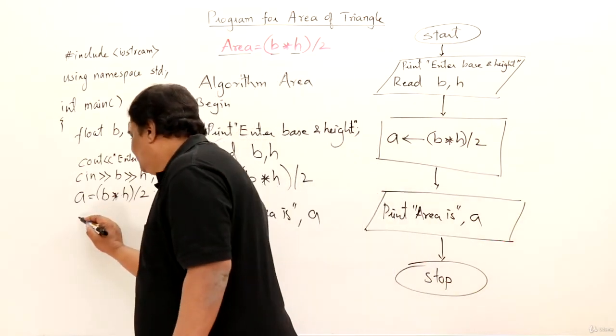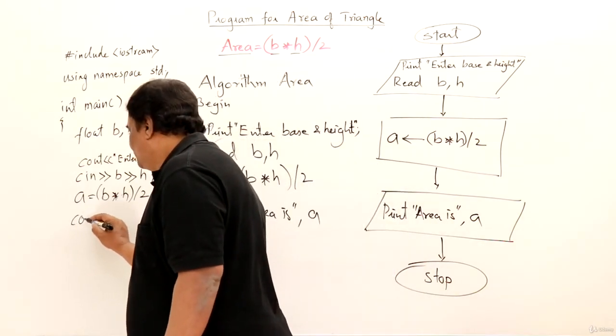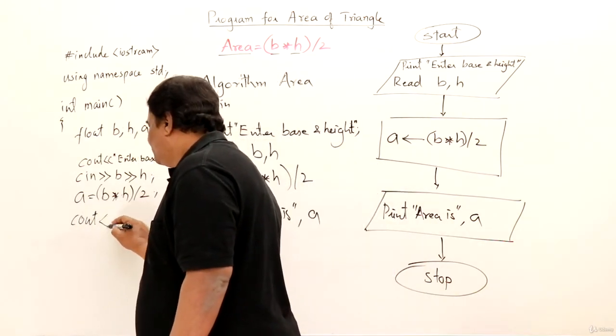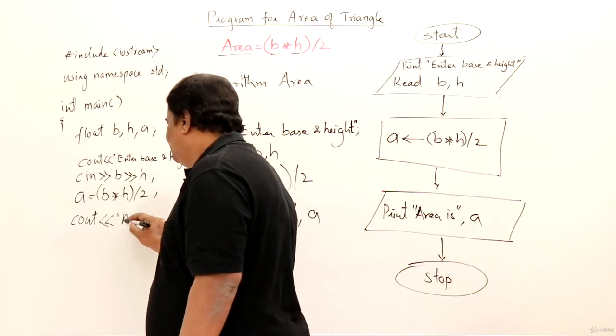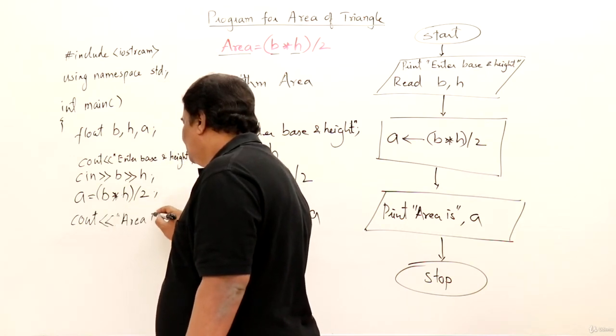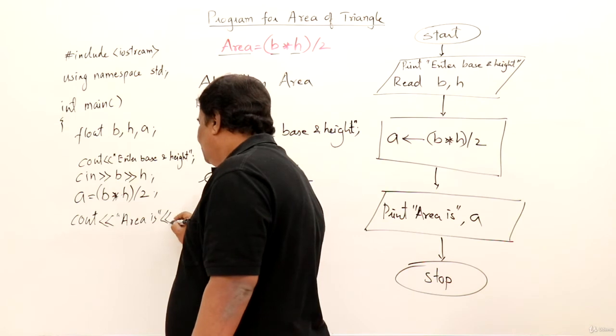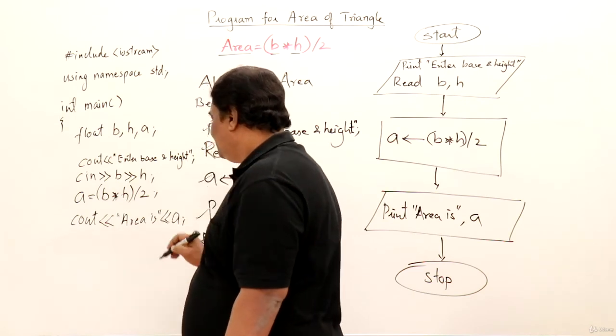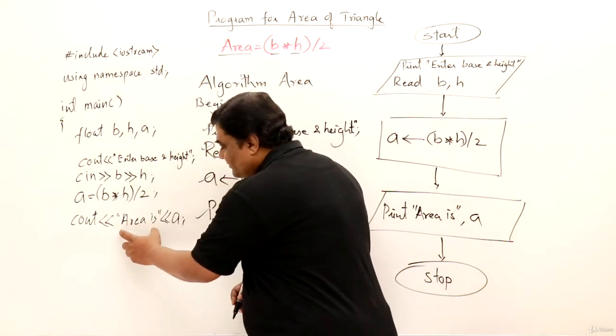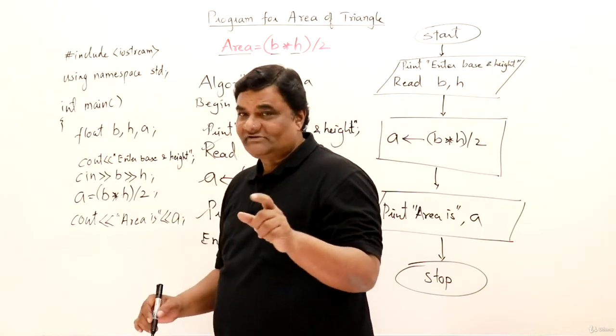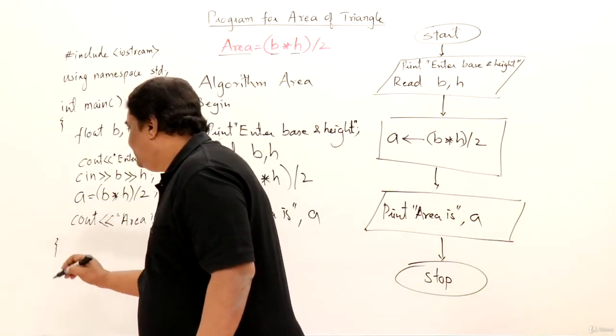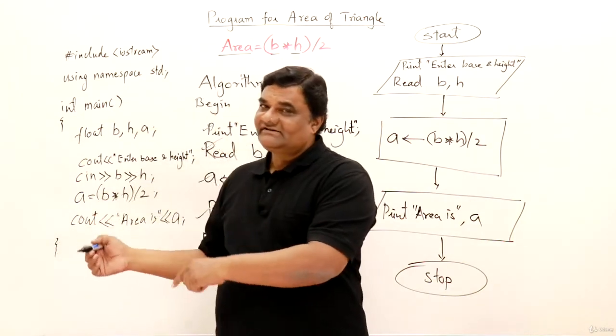So here I will write down area is, so cout, first of all a message, that is area is, right? That's a message. Then display a variable. So this is a variable. See, the message should be in double quotes, the variable should not be in double quotes, right? Then end of the program. So this is the C++ program.